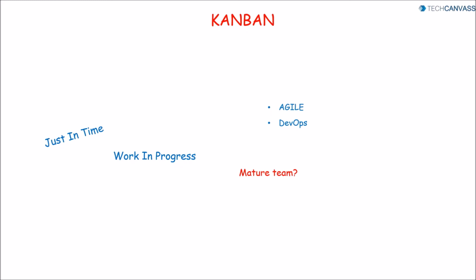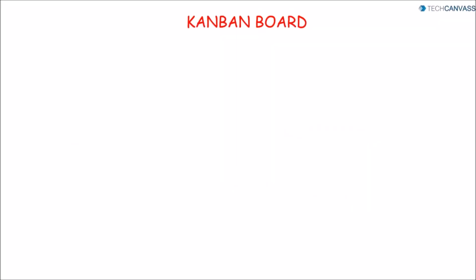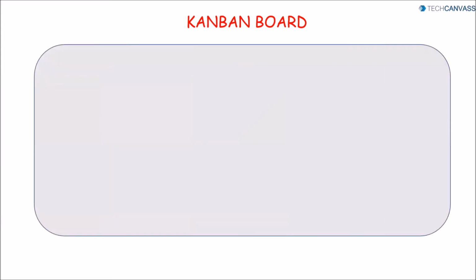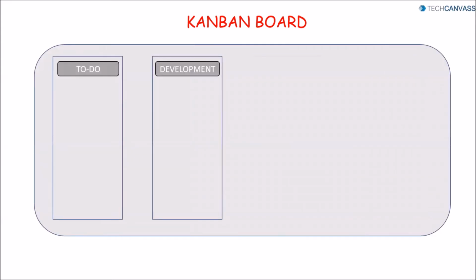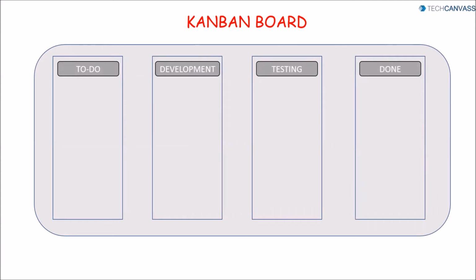The flow is managed on a Kanban board, which gives a clear picture of the work items. The Kanban board shows the work management system. The focus is on maximizing efficiency. Let us understand this with a simple Kanban board of four sets of items. To do, in progress development, in progress testing, and done.